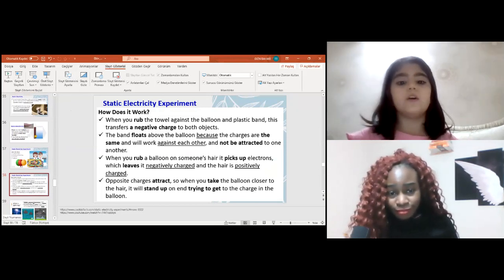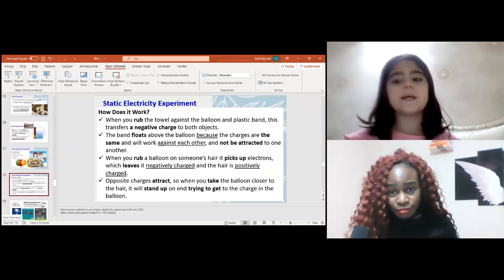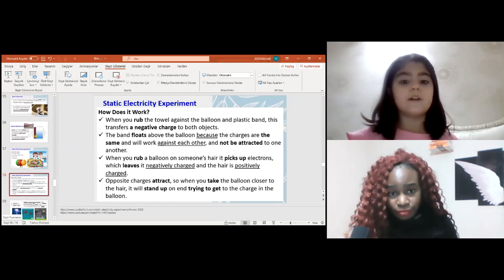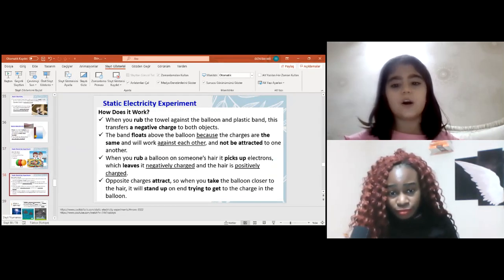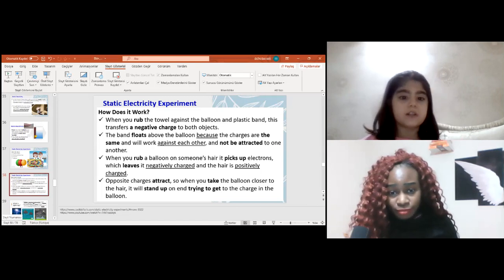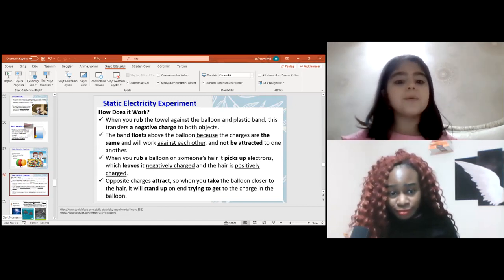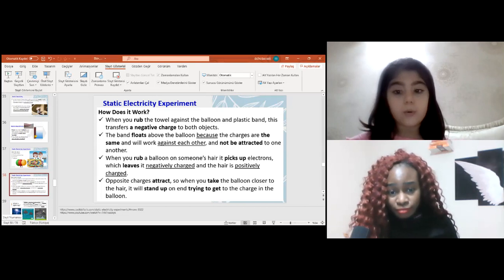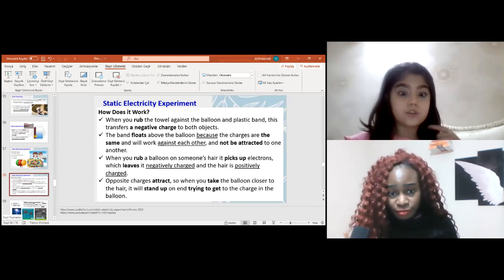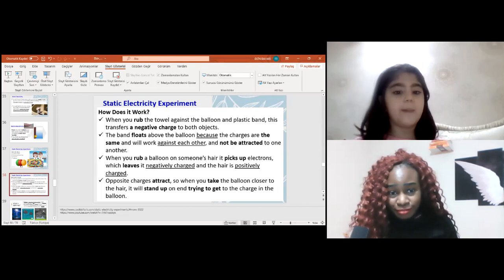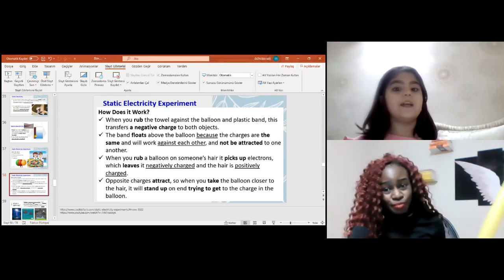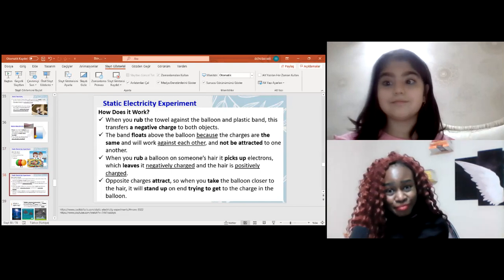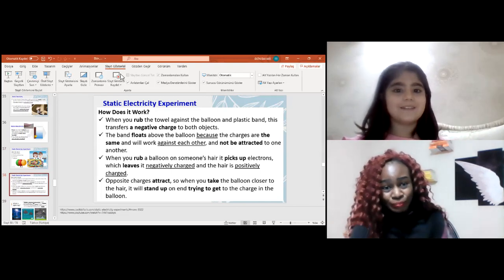When you rub a balloon on someone's hair, it picks up electrons, which means it's negatively charged, and the hair is positively charged. Opposite charges attract, so when you take the balloon closer to the hair, it will stand up, trying to get the charge in the balloon. This is exactly what the man did. Cool science experiment.